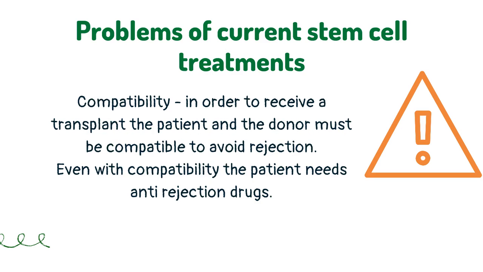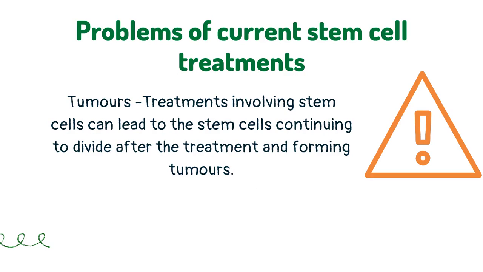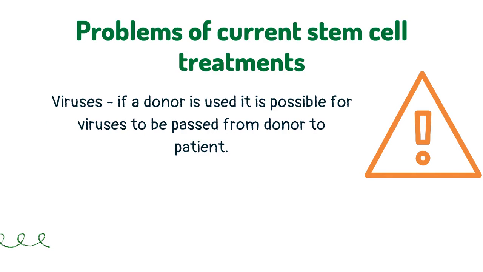One problem with stem cell treatments is compatibility. In order to receive a transplant, the patient and the donor must be compatible to avoid rejection. Even with compatibility, the patient needs anti-rejection drugs. Another problem of stem cell treatments can be the increased risk of tumors. Treatments involving stem cells can lead to the stem cells continuing to divide after the treatment and forming tumors. Viruses: if a donor is used, it is possible for viruses to be passed from donor to patient.